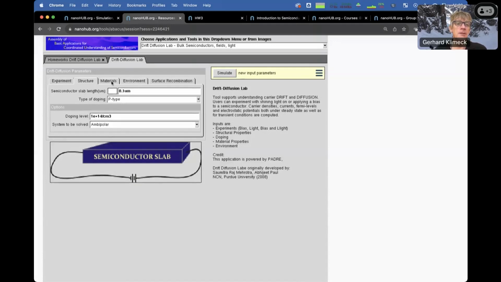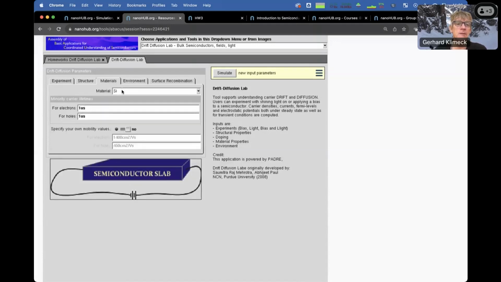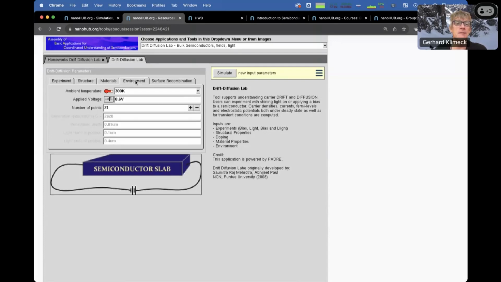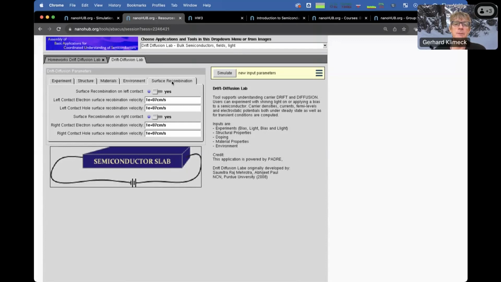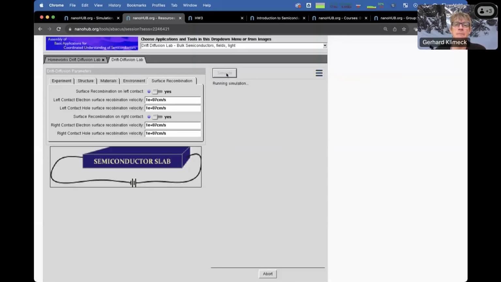And I can change materials, so I can look at silicon, and I can look at germanium and gallium arsenide. I'm going to leave these parameters. I set the environment. An environment here could mean a variety of things. So temperature, and we're applying a bias. 0.2 was requested. And we can also set some details on surface recombinations, etc., which we'll play with in a little bit. So now we hit simulate, and it's running this simulation.